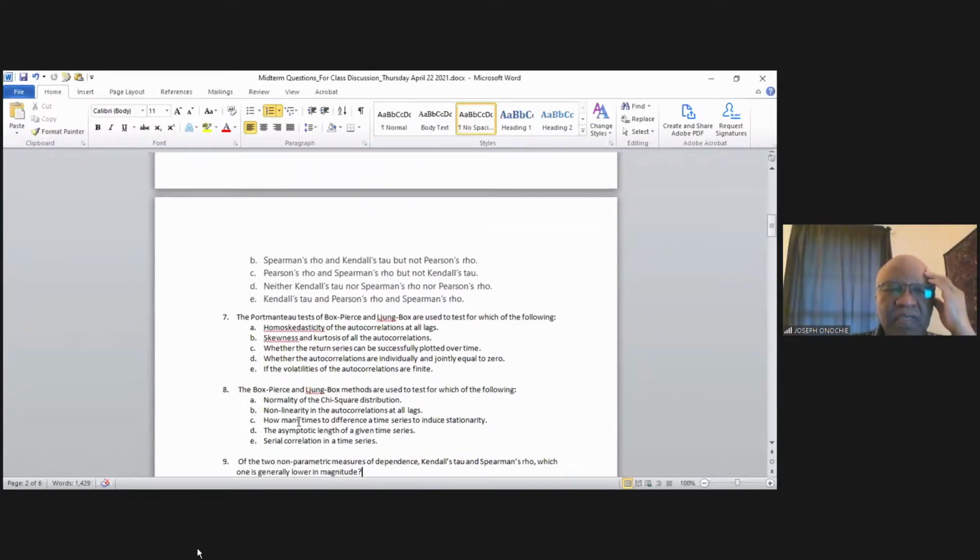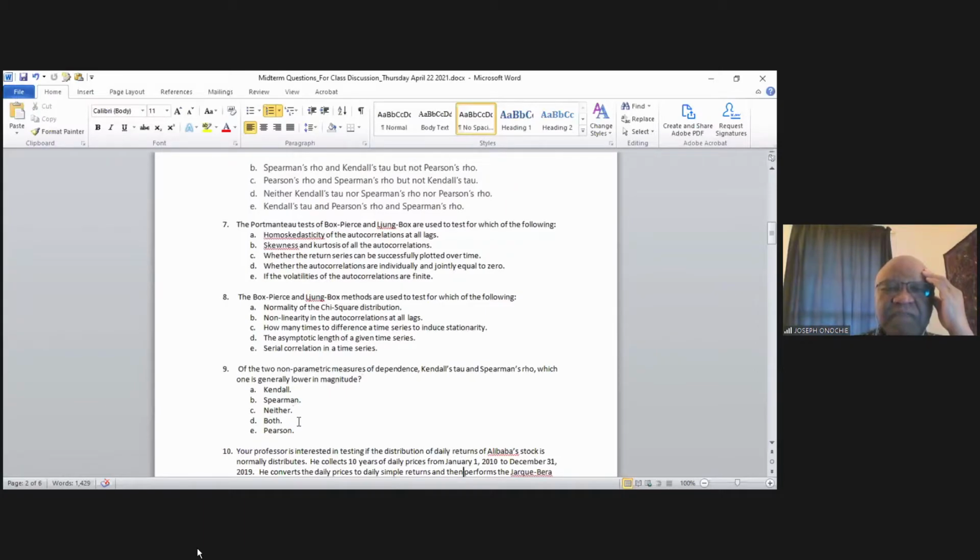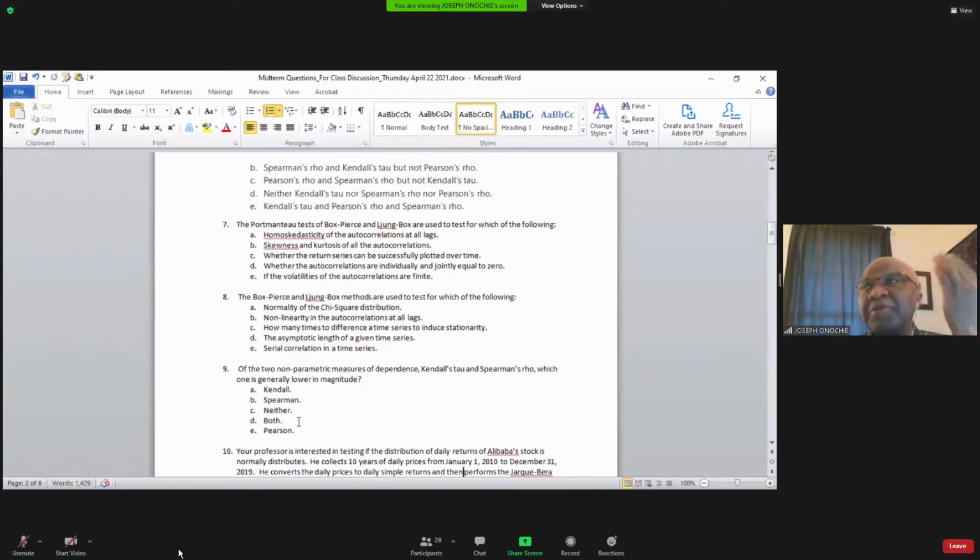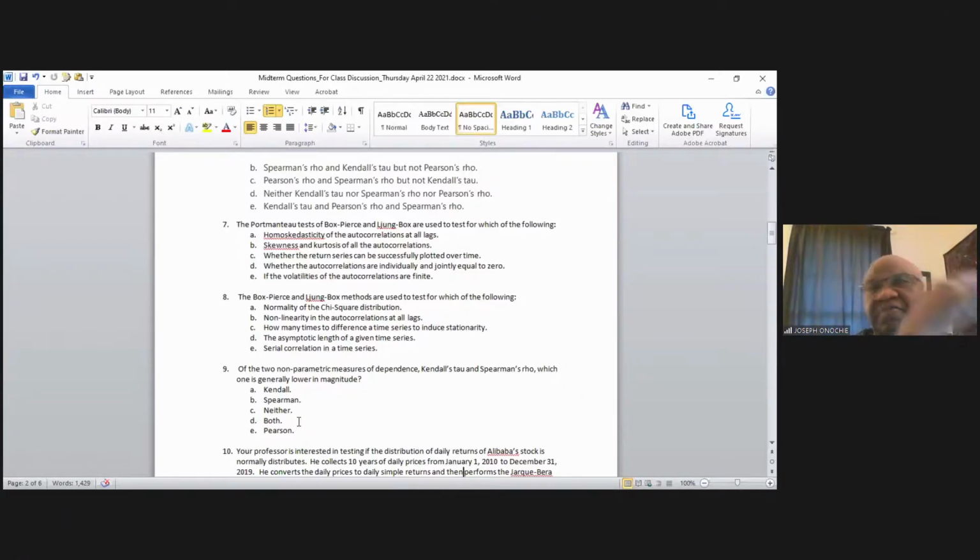Number 7, the portmanteau tests of Box, Pierce, and Ljung-Box are used to test for which of the following? Even before looking at the answers, I can think about it. We use both portmanteau tests to test jointly whether the autocorrelations are 0, not each one individually. Remember the homework? We do jointly. So it is D, right? D is the correct answer.